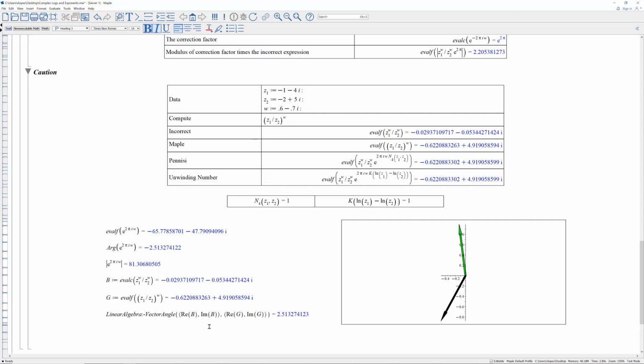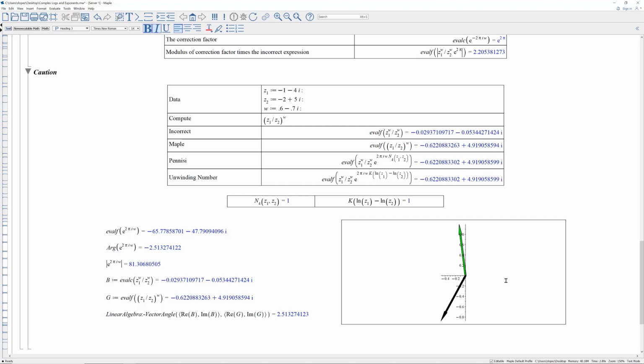That's this black vector. If you do it correctly, that's the green vector. You get this. And what is the angle between those two vectors? So make a vector: real part of the black, imaginary part of the black; and a vector: real part of the green, imaginary part of the green. Get the angle between them, 2.51. Here it's 2.51, with a sign difference. So it's a question of how I'm measuring, this way or this way.